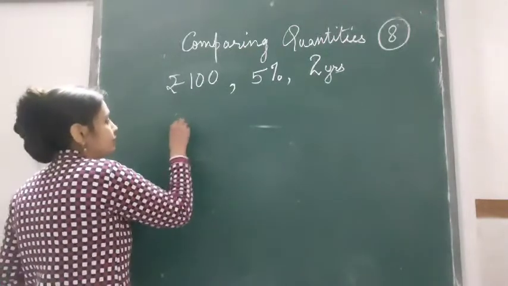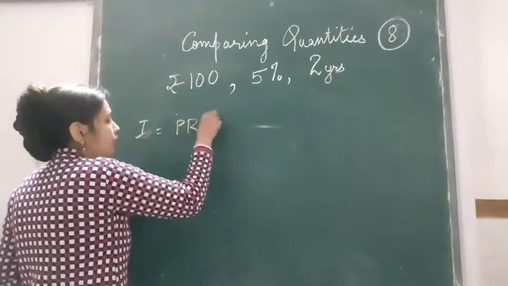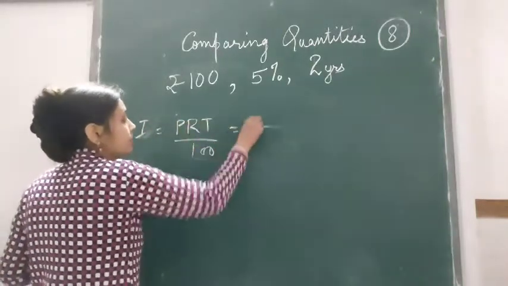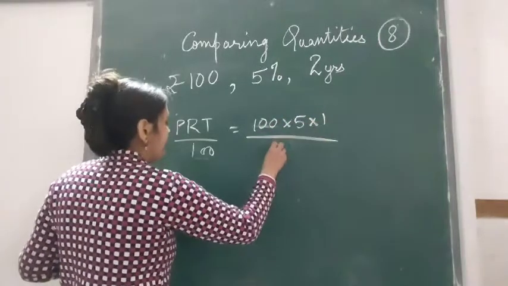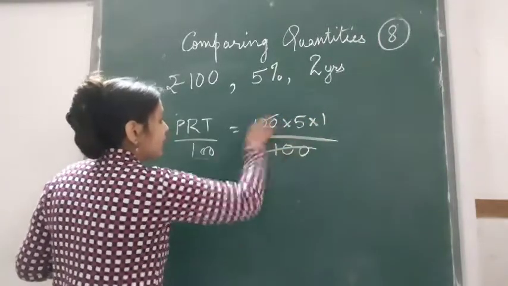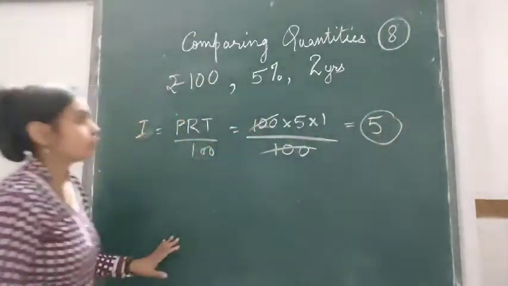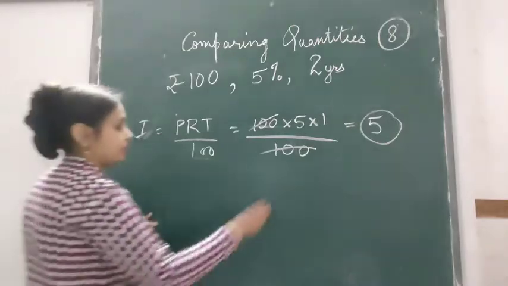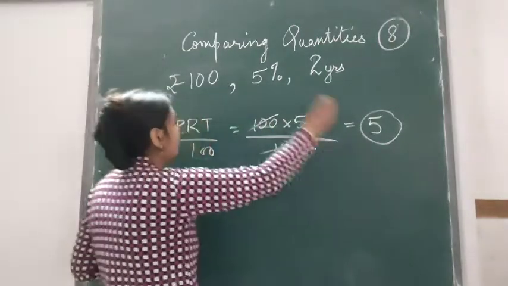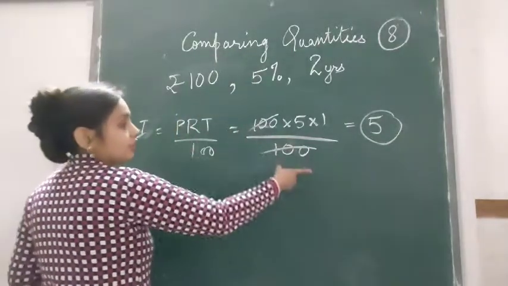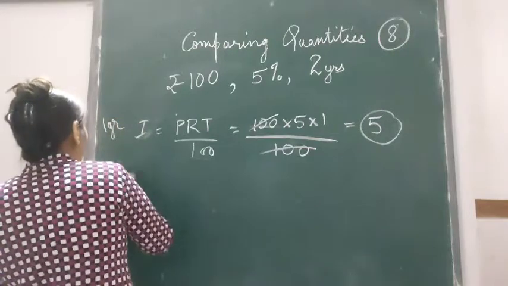That is P. Interest is P into R into T by 100. That is 100 into 5 into 1 by 100. 100 and 100 got cancelled. 5 rupees. Okay. So what she will pay? 5 rupees as interest. Now this is for 1 year. Now we have to find for the second year.